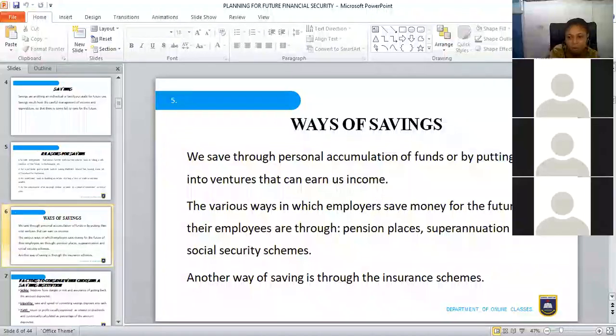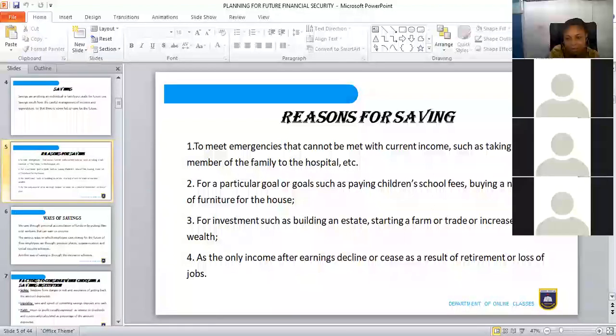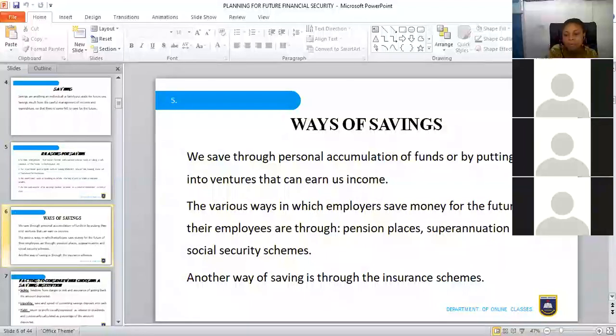The reasons for saving. One, we said to meet emergencies, such as taking a sick person to the hospital. We also said to meet a particular goal, such as buying a refrigerator, buying furniture, paying fees. And then we also said you can save for investments, into either building or starting a new business or as a form of increasing your wealth. And we also said that when you save during your youthful ages, or the time you are able to work, when the time comes when you can no longer work or when you go on retirement, you have something to depend on. These are a few reasons why we save money.